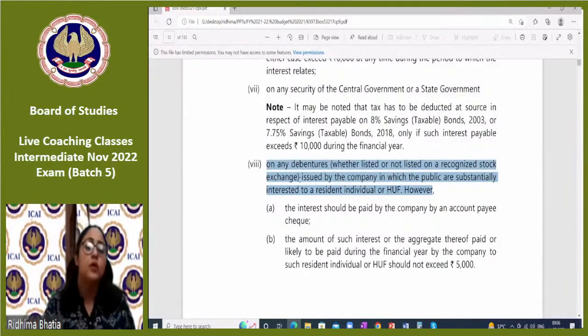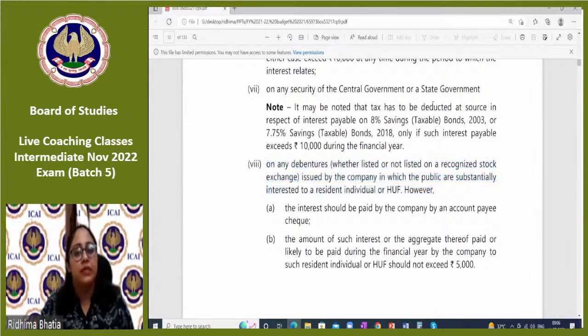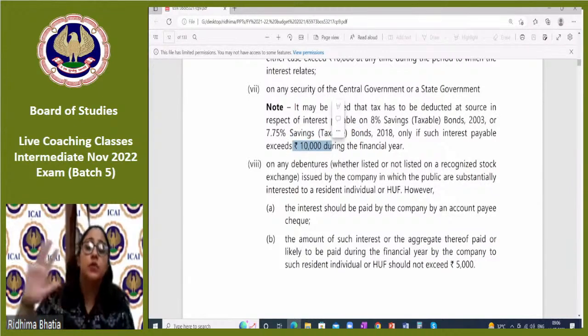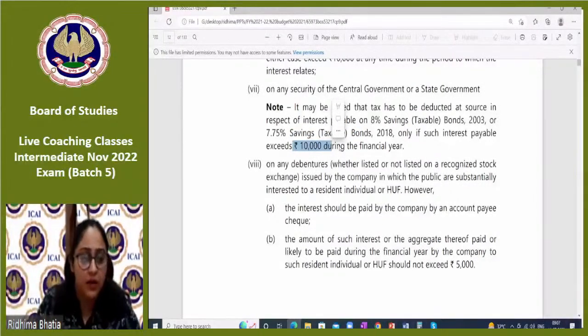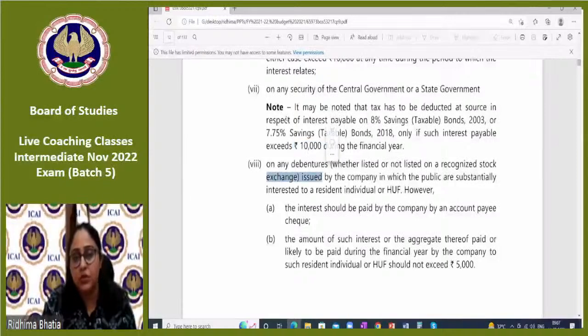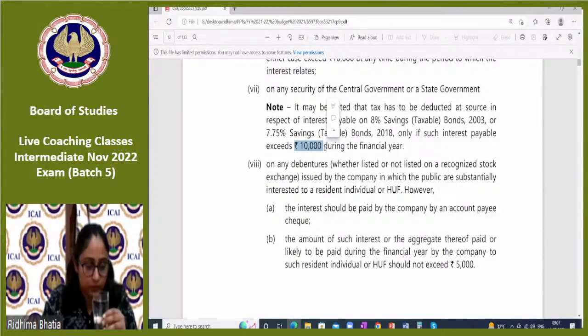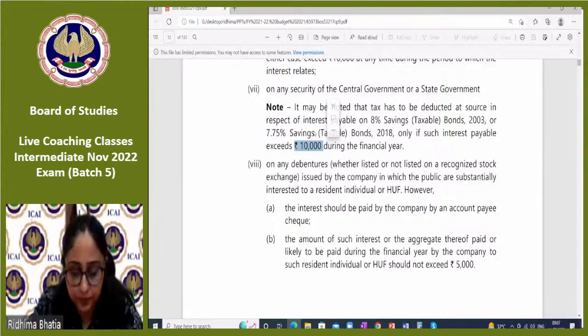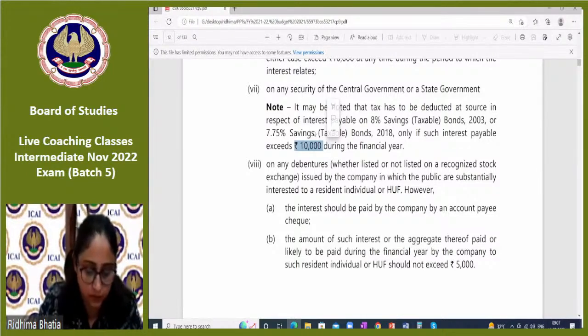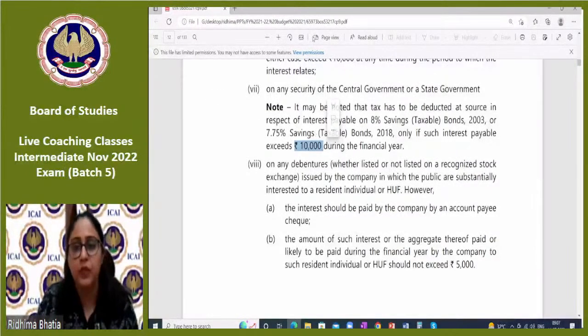Then you have to remember that कोई भी गवर्नमेंट सिक्योरिटी पे there would be no TDS, but ये जो सेविंग टैक्सेबल वाली है on that there would be TDS. That's it. Only if the limit is 10,000. Otherwise there is no limit. Even if you're paying 100 rupees ka interest to a firm on debentures, TDS would be deducted. There is no threshold limit except for this debentures and except for this security. Clear हुआ? Yes or no?